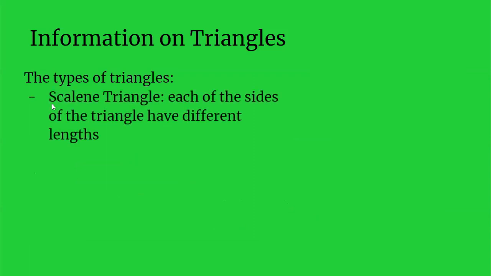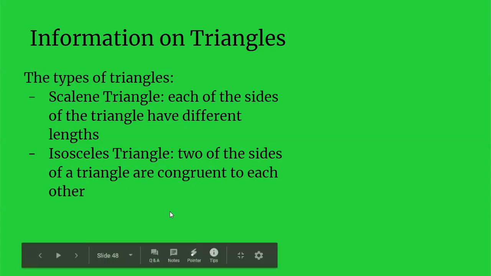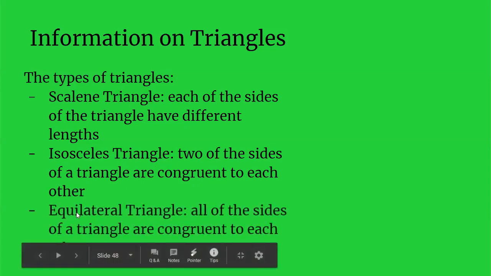So we got a scalene triangle where each of the sides of the triangle have different lengths. We got an isosceles triangle where two of the sides of a triangle are congruent to each other. And then we got an equilateral triangle, where all of the sides of a triangle are congruent to each other.